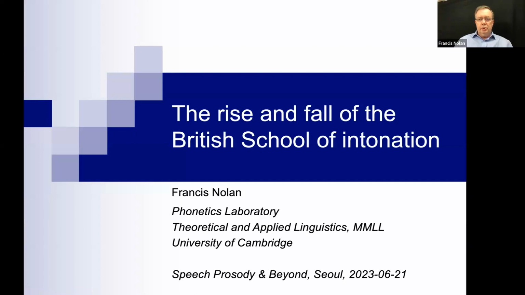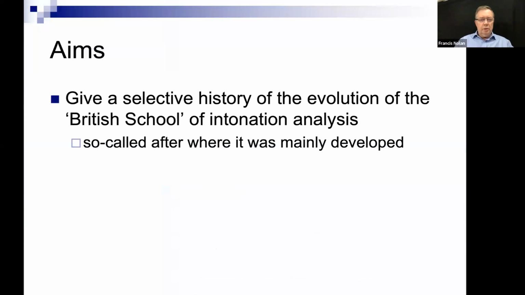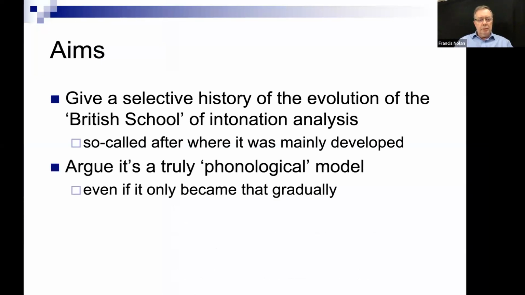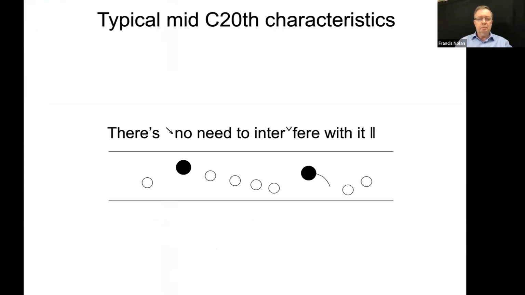So the talk is about the rise and fall of the British School of Intonation. I want to give a history of the evolution of what's called the British School, and it's only called that because of where it was developed. And I'm going to argue that it's a truly phonological model, even if, as the history will show, it only became that gradually. And then I'll compare and contrast briefly between the British school and the currently dominant autosegmental metrical framework. So what are the typical characteristics of a British school analysis in, say, the middle of the 20th century?